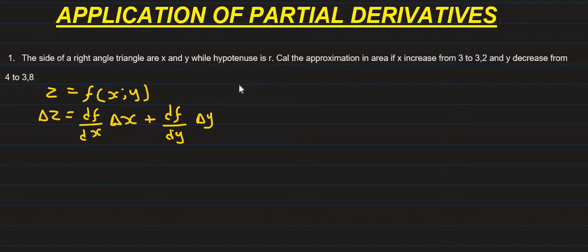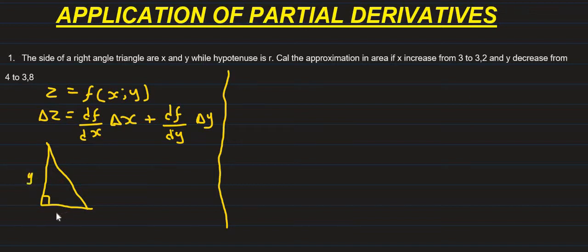So it will make it easier with an example. Example number 1. Here, the sides of a right angle triangle are x and y, while the hypotenuse is r. Because the setting is a right angle triangle. Okay. Then we calculate the approximation in area.